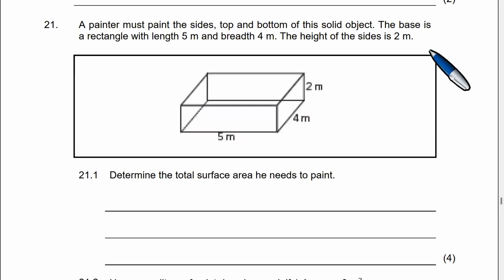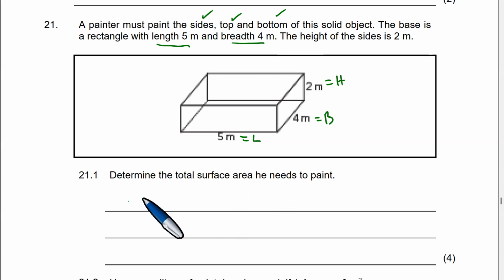Right, there's question 21 that we need to discuss. A painter must paint the sides, the top, and the bottom of this solid object. The base is a rectangle with a length of 5 meters, a breadth of 4 meters, and the height is 2 meters. Determine the total surface area he needs to paint.